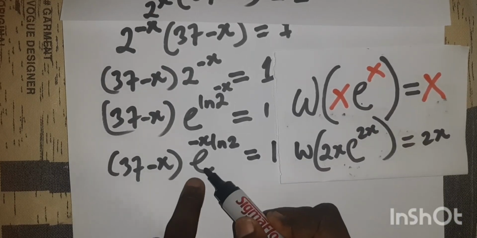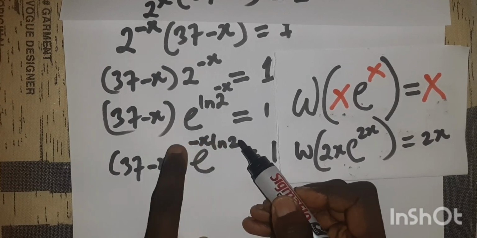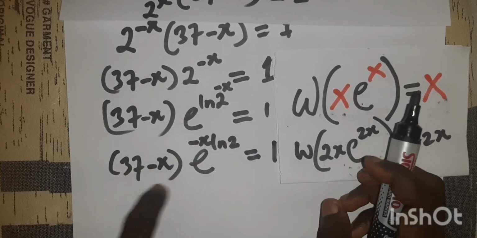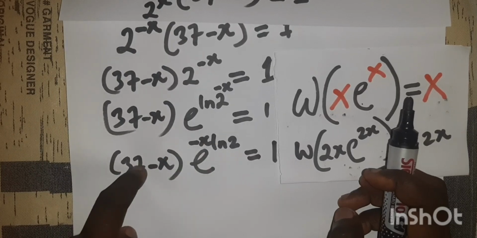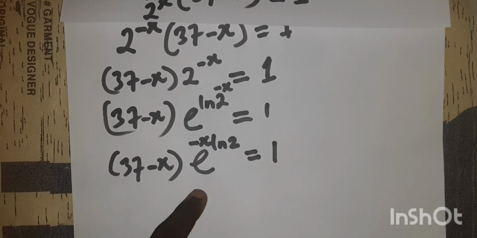We have our e already, but we have minus x ln of 2 here. We need to have something similar here, or we just need to make both of them the same, the power and the coefficient, and we are almost there. So we still have some more manipulations to do.